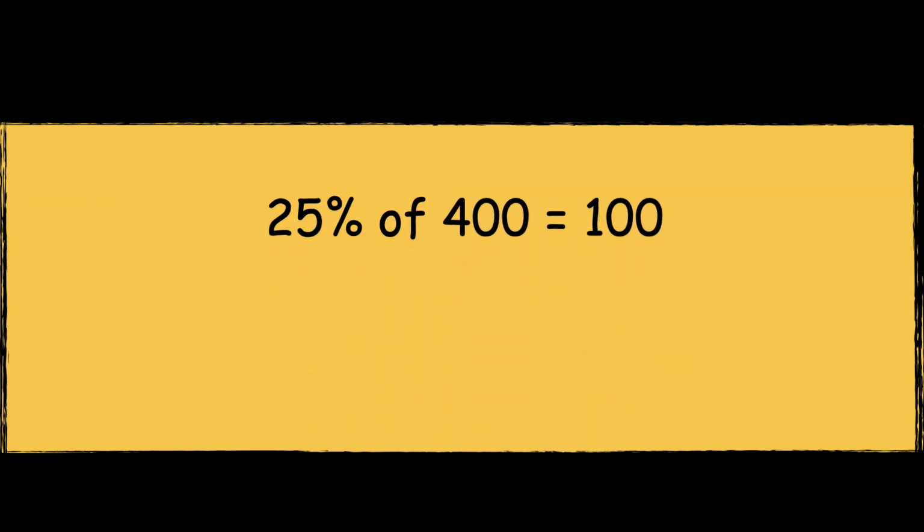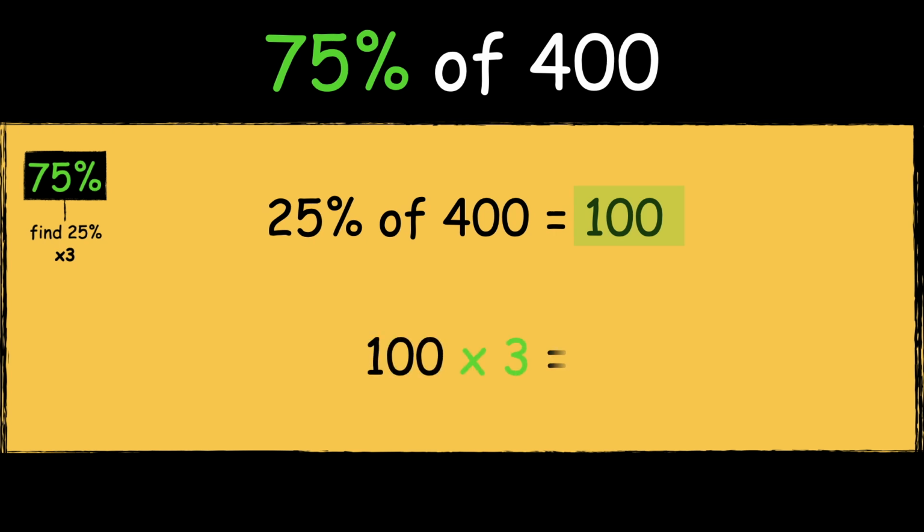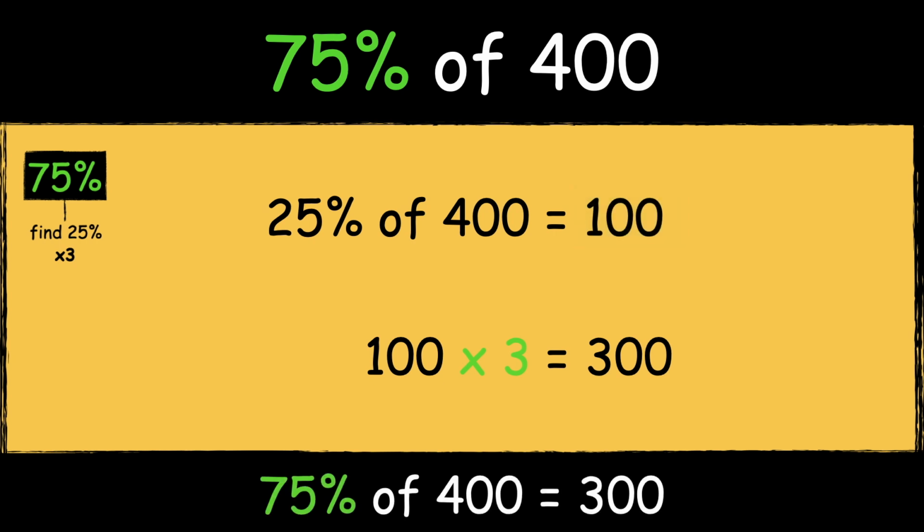So now that we know what 25% of 400 is, we can find 75%. To find 75% of a number, we multiply the 25% amount by 3. So 100 multiplied by 3 is 300. So 75% of 400 equals 300.